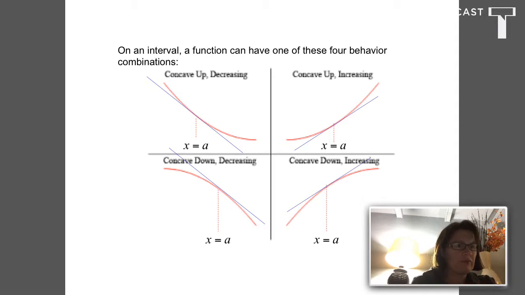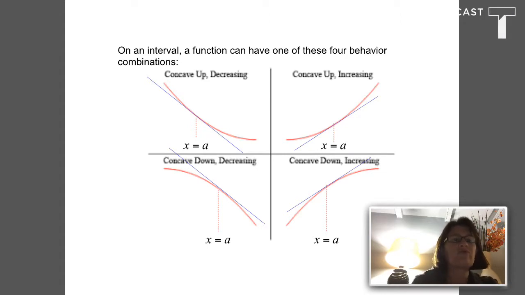On an interval, a function can only do one of four things. Four combinations are possible. A function could be concave up and decreasing, like the top left corner. Could be concave up and increasing, like this function in the top right corner. Could be concave down and decreasing, or it could be concave down and increasing. These are the only four combinations of increasing, decreasing, and concave up, concave down.